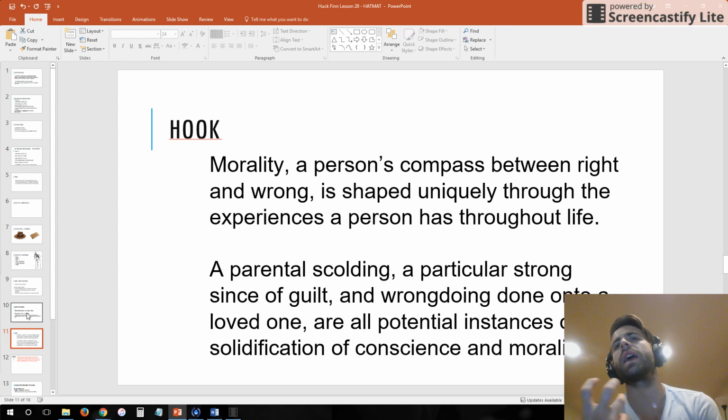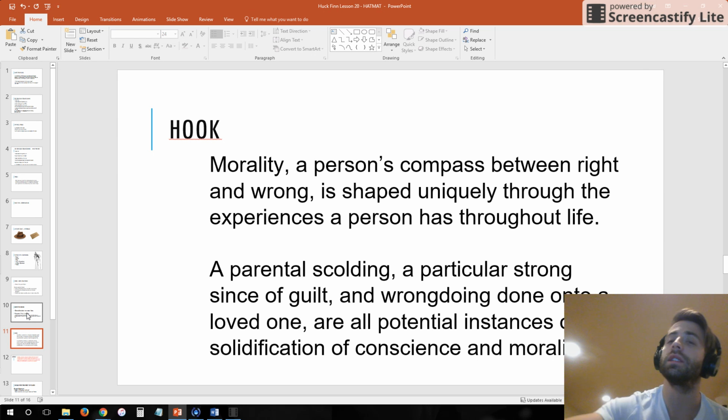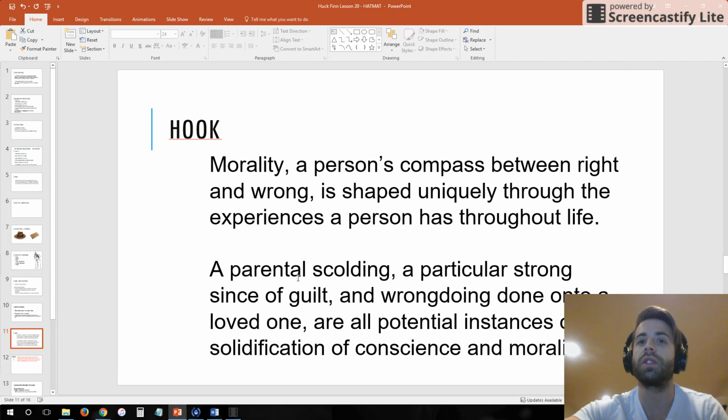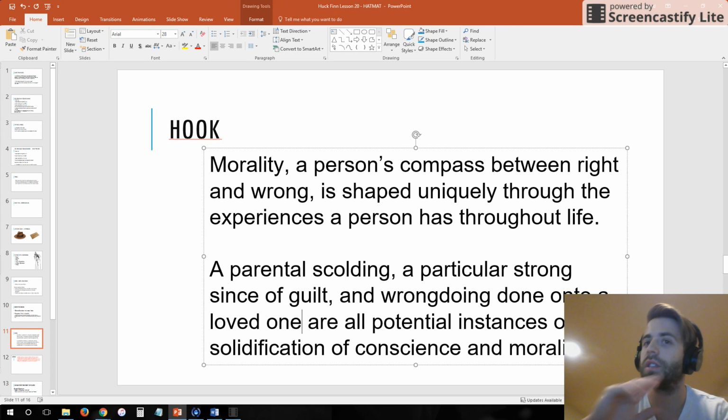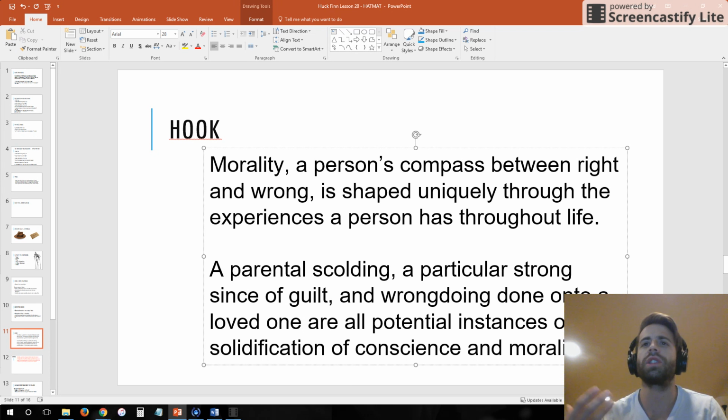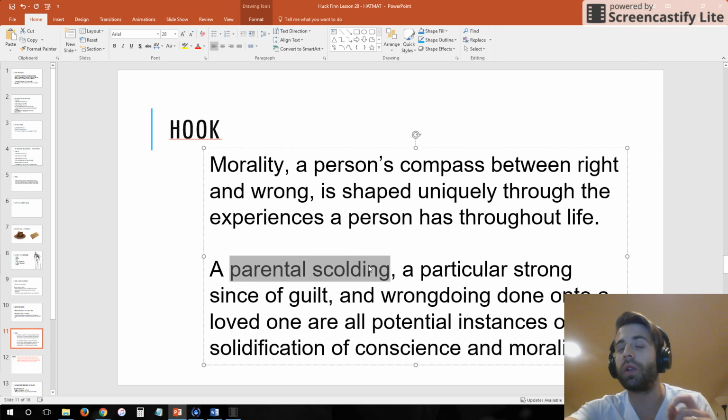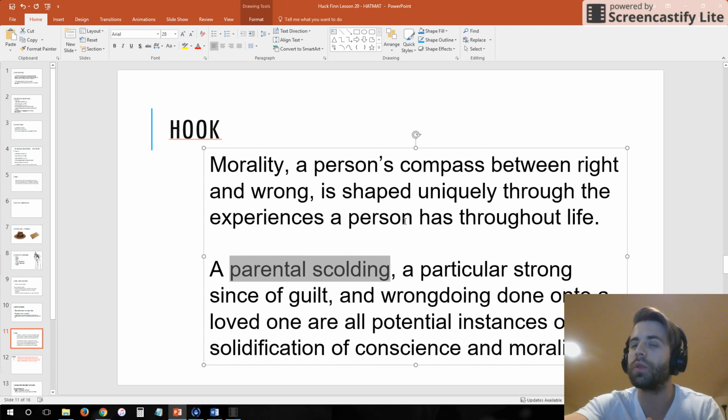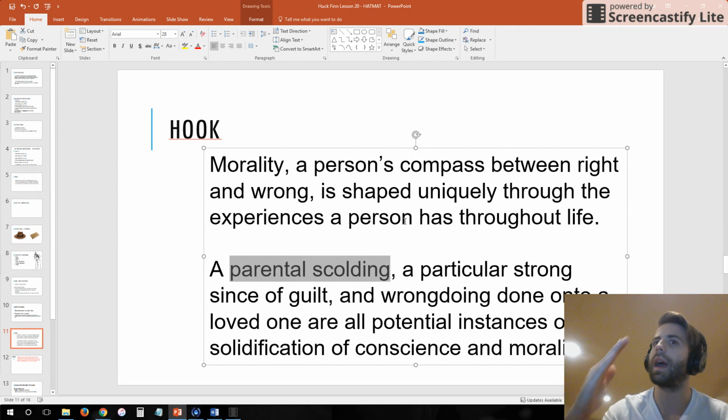And I gave some specific examples of how people maybe shape their own morality. So I continue that by saying a parental scolding, a particularly strong sense of guilt, a wrongdoing onto a loved one are all potential instances of solidification of conscience and morality, just meaning that a person's conscience gets formed, solidifies, by watching these acts. And I specifically picked these because of Huckleberry Finn, right? His dad scolds him really hard and teaches him some rough lessons about life, maybe for the better, maybe for the worse, right? Because he learns not to stand up to bad people because of his Pap's hard backhand.